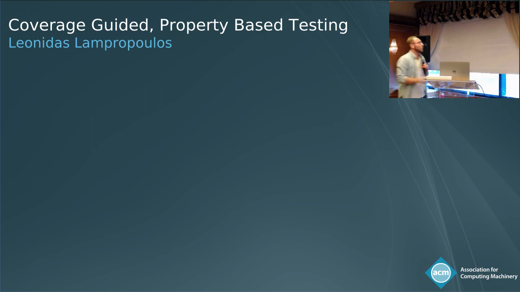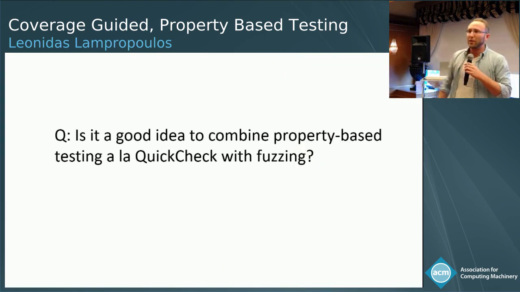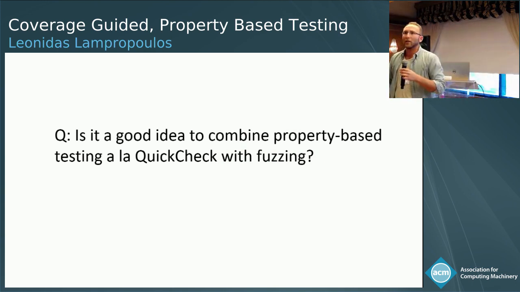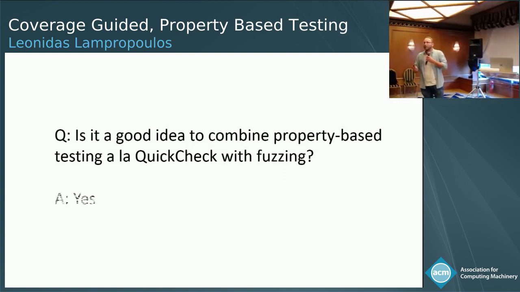that we did together with Mike and Benjamin. And the driving question behind this line of research was whether it's a good idea to combine property-based testing in the style of QuickCheck with fuzzing in the style of AFL. And spoiler alert, since I'm here, the answer is yes.